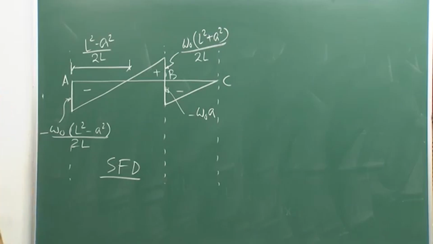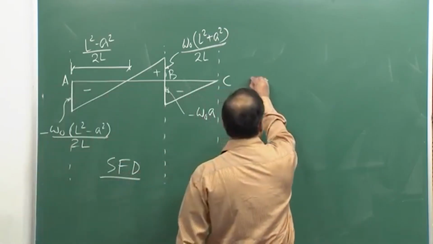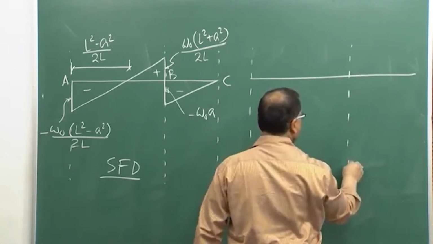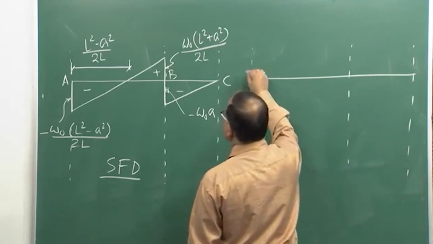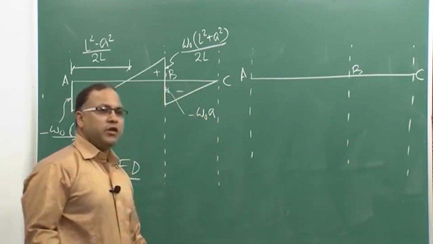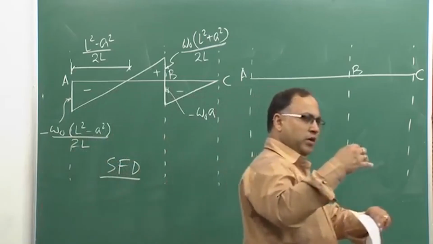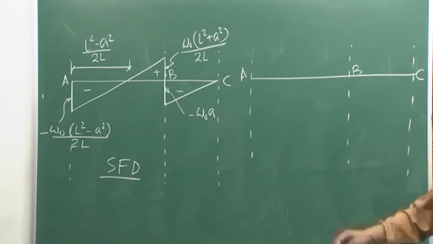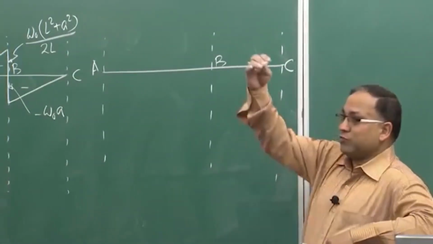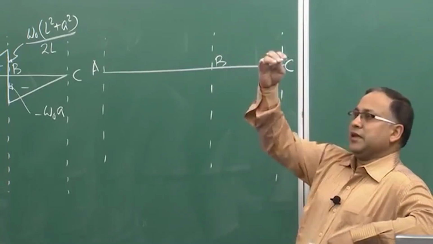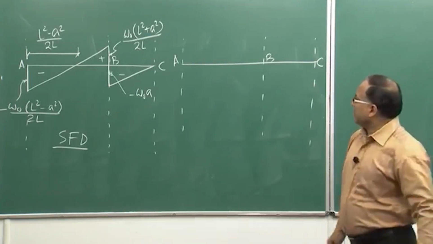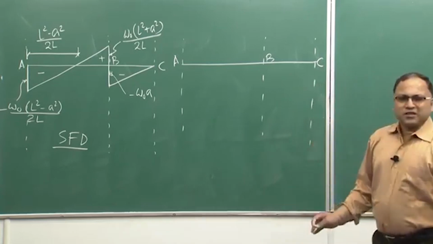Similarly, I can draw the bending moment diagram. Let us draw the bending moment diagram. This is say A, this is B and this is C. Generally, we draw shear force and bending moment diagram just below the actual free body diagram of the beam. However, due to the space restriction in the board, I am drawing in a separate way, but generally we show one by one.